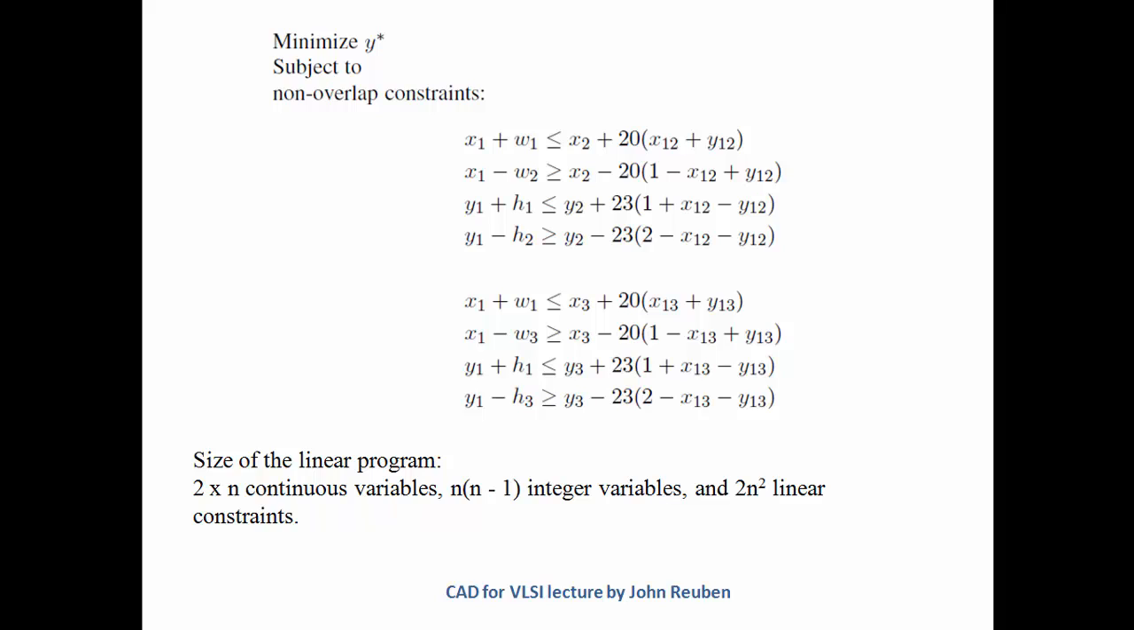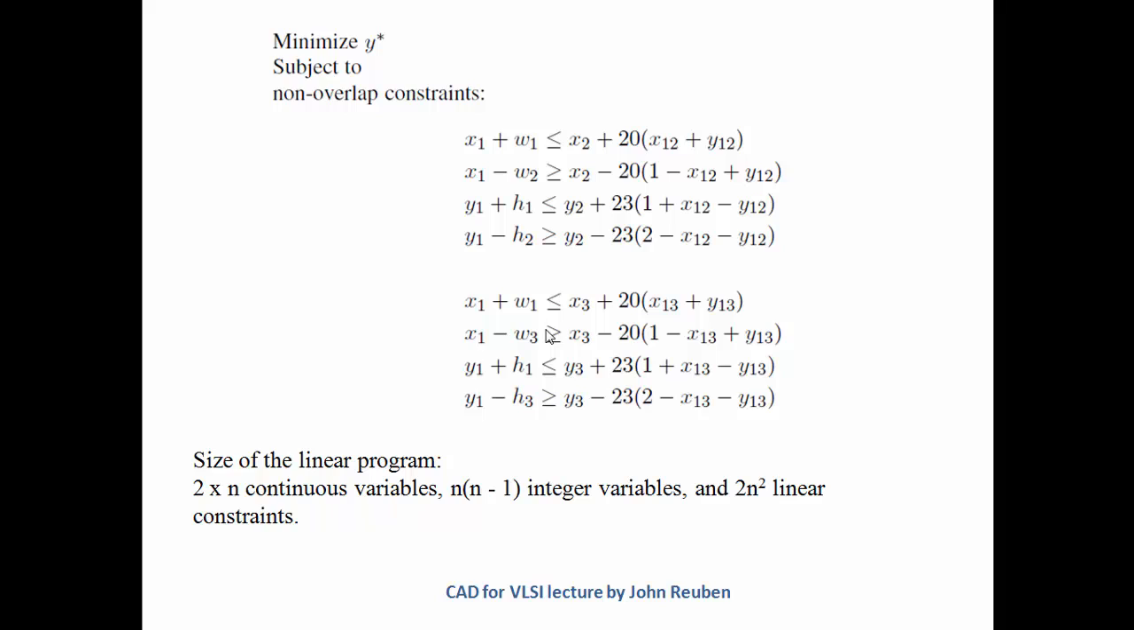I wanted to mention a word about the number of equations, the size of the linear program, so that you can have an idea about the time complexity of this. The first thing is that there are 2n continuous variables. You know that those are the variables for the x and y coordinates. So if you have n modules in your program, you're going to have 2n continuous variables representing the x and y coordinates. And how many integer variables you're going to have? See, for a case of 4 modules, we had 12 integer variables, right?